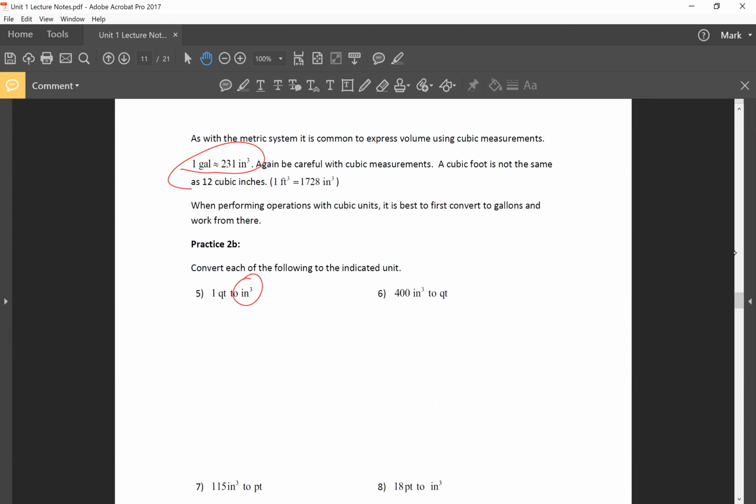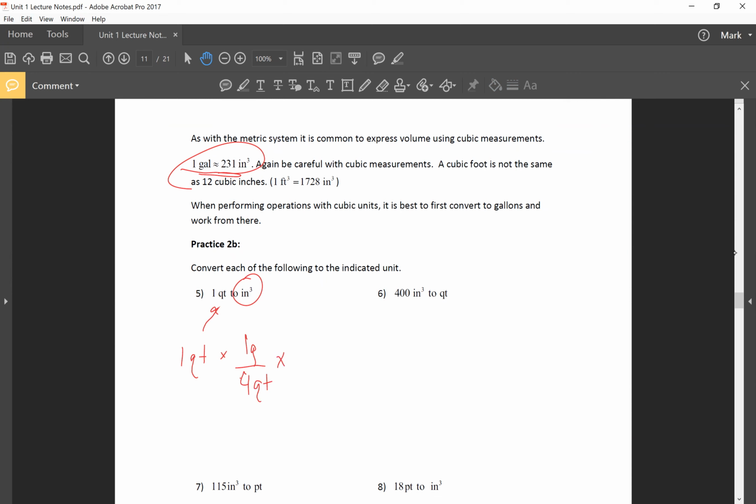We're changing to a cubic or volumetric number here. And I know that 1 gallon is equal to 231 cubic inches. So what you missed when I didn't hit record, I hope I don't do this every class, I'm trying to be better at it, is I took the 1 quart and first I converted it into gallons. So 1 gallon is equal to 4 quarts.